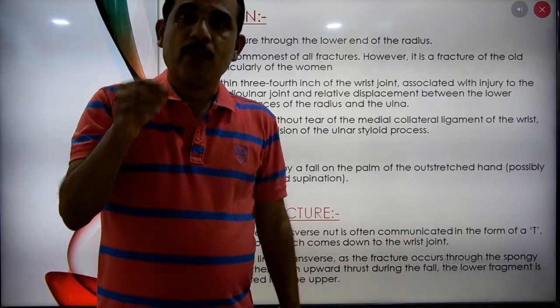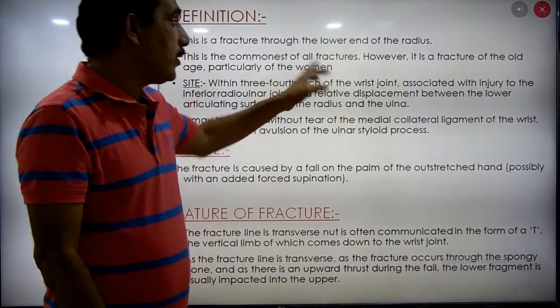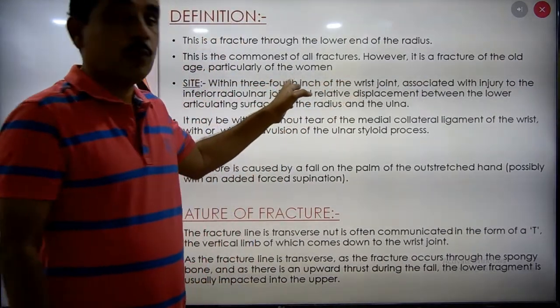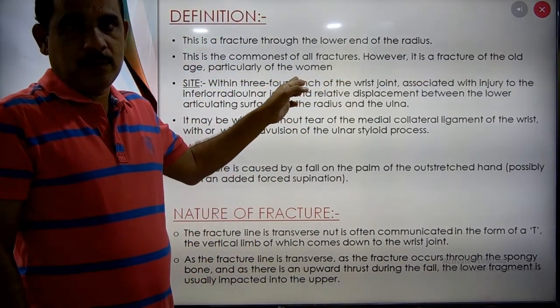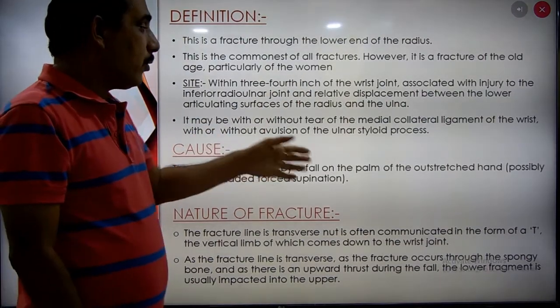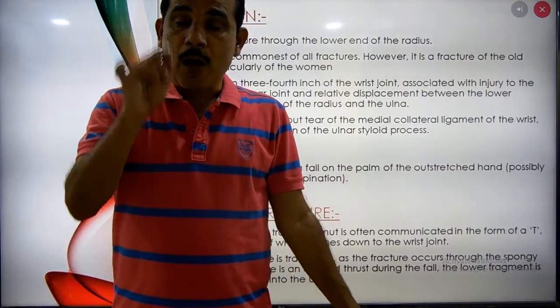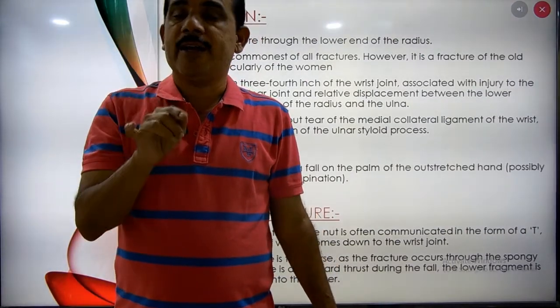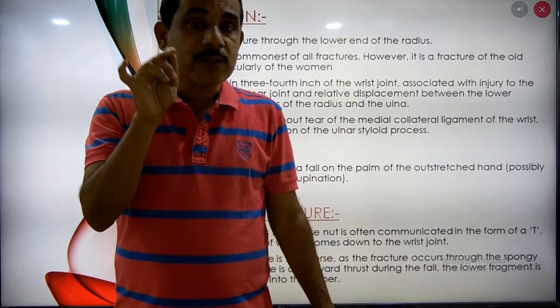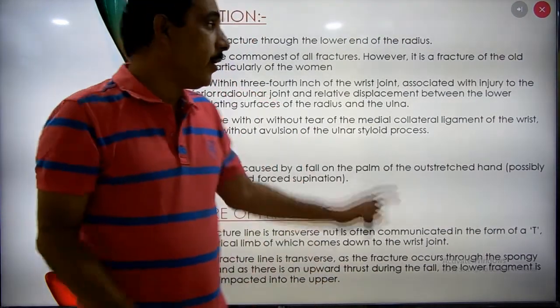Then the cause of the Colles fracture. The Colles fracture, as I already told you, occurs in what? Old age persons, old age women. Why? The cause is falling on the palm of the outstretched hand. It causes the fracture of the lower end of the radius in old age.